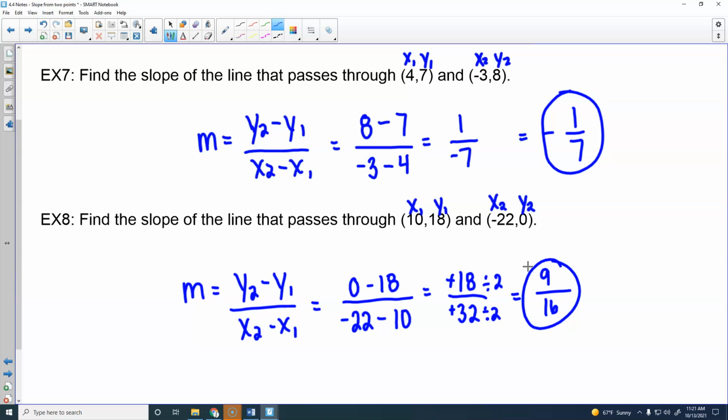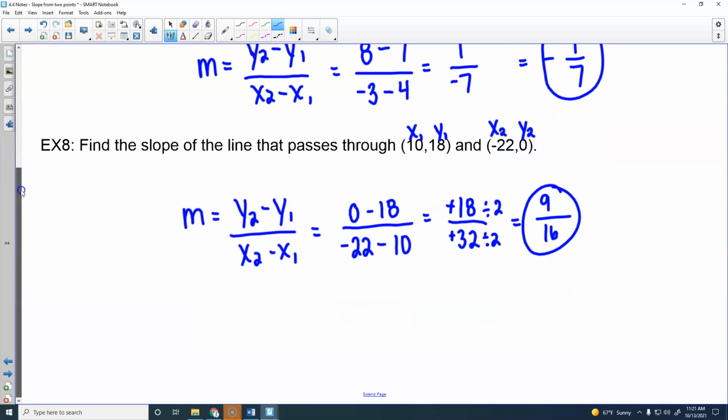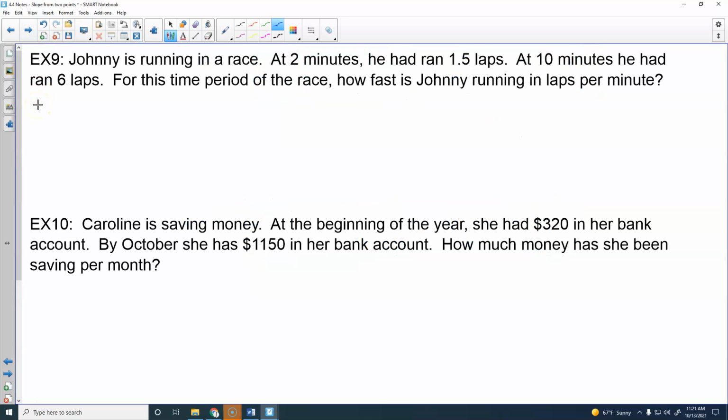Okay, questions? Okay, so this can be used in context as well. All right, Johnny is running a race. At 2 minutes, he ran 1.5 laps. At 10 minutes, he had ran 6 laps. For this time period of the race, how fast is Johnny running in laps per minute?